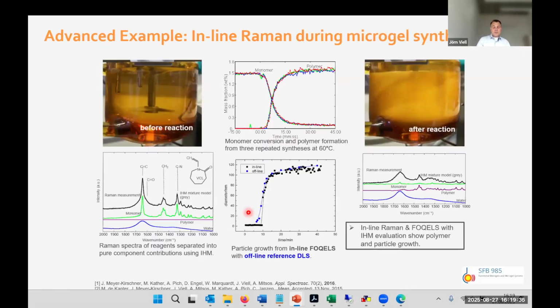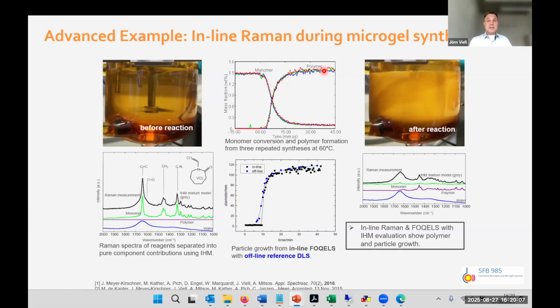And such effects are also the content I'd like to show you on the last slides now. I said it's much more complicated, in particular when it comes to turbid mixtures and particles, etc. Here's an example from polymerization. A very challenging thing, because as you see, before the reaction it's clear, and after the reaction it's even more turbid than milk. And we were able to quantify the monomer content and the polymer content as well.